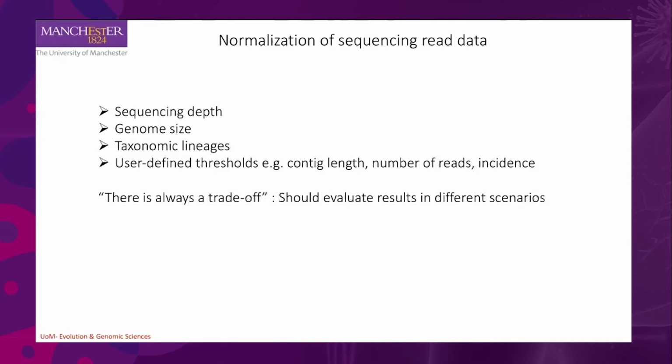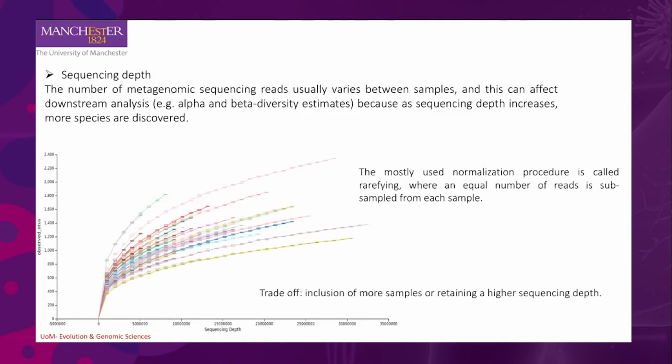But more importantly, in CURE, we evaluate all our results using different scenarios of normalization processes. So we make sure that the data are quite robust. And whenever we do normalization, we always need to know that there's a trade-off, and exactly this is why we should also evaluate results in different scenarios. Now, let's say a little bit more about this trade-off.